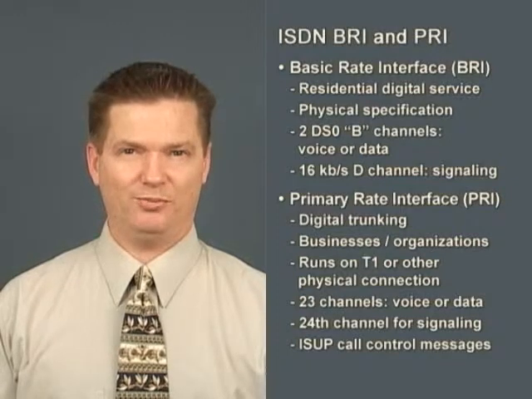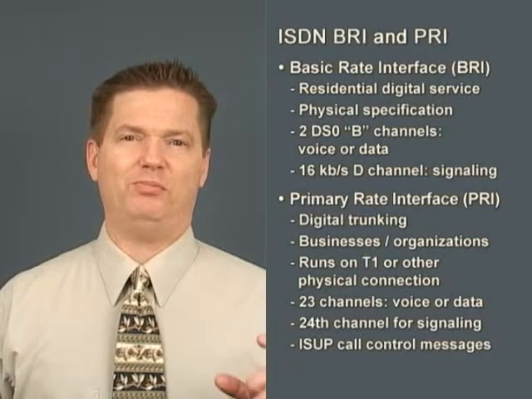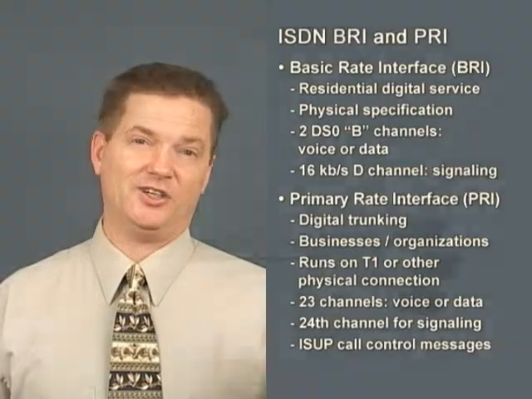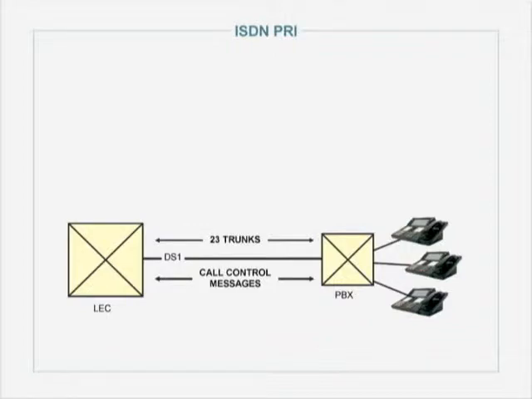ISDN primary rate is more of a service that has to do with being able to exchange control information. What ISDN PRI does is take that 1.5 megabit per second physical connection between you and the phone company, and it divides it up so that 23 out of the 24 channels, remember 1.5 megabits per second is the same thing as 24 DS0 channels from the previous discussion, are usable for communicating voice or data back and forth between you and the phone company, but it reserves the 24th channel for signaling control information between you and the phone company.